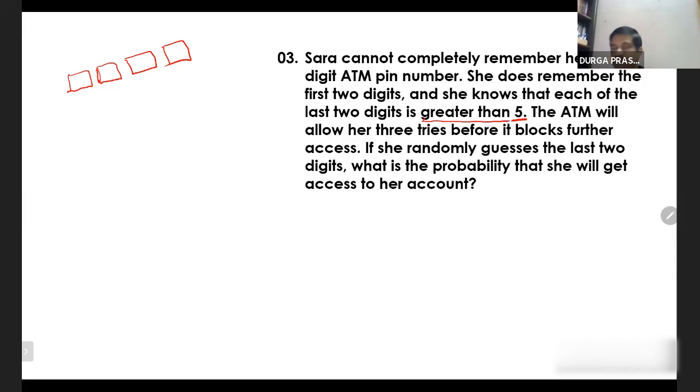This is very, very important. Greater than 5 means it should be 6, 7, 8, 9. So that is 4 possibilities for each of the last 2 digits. The ATM will allow her 3 tries before it blocks further access. If she randomly guesses the last 2 digits, what is the probability that she'll get access to her account?